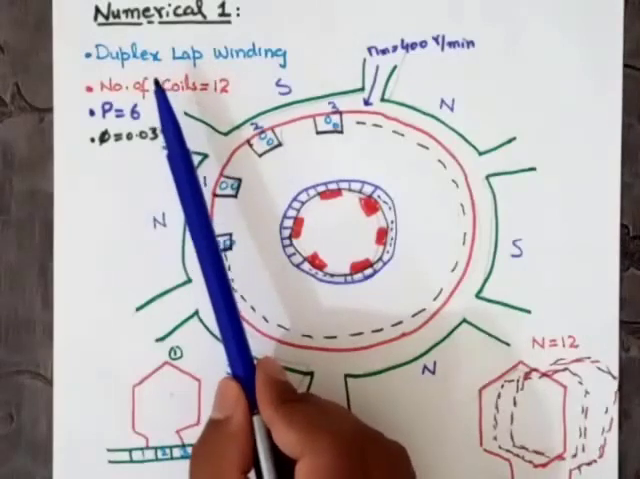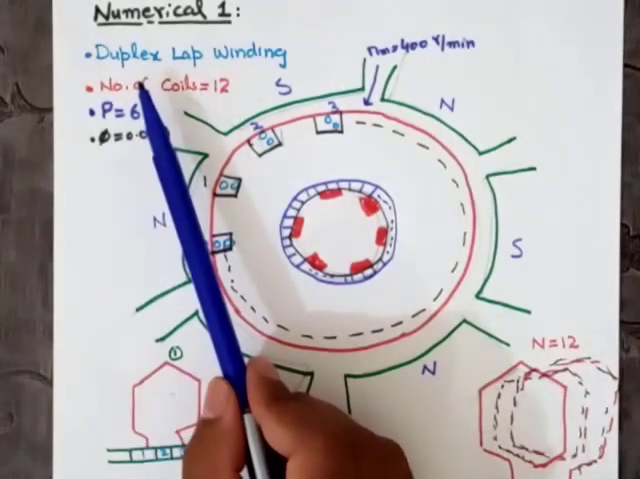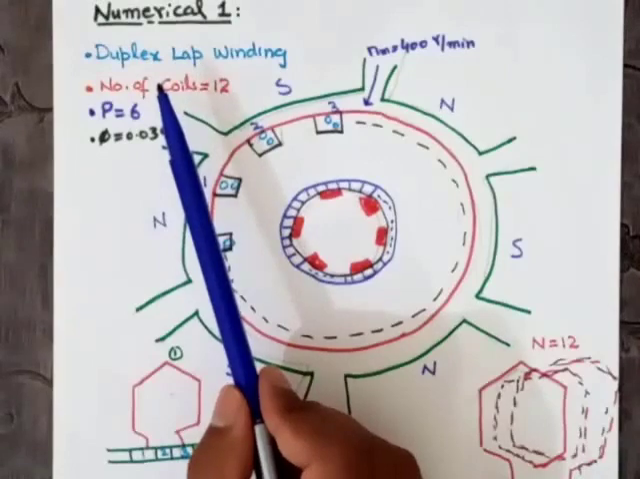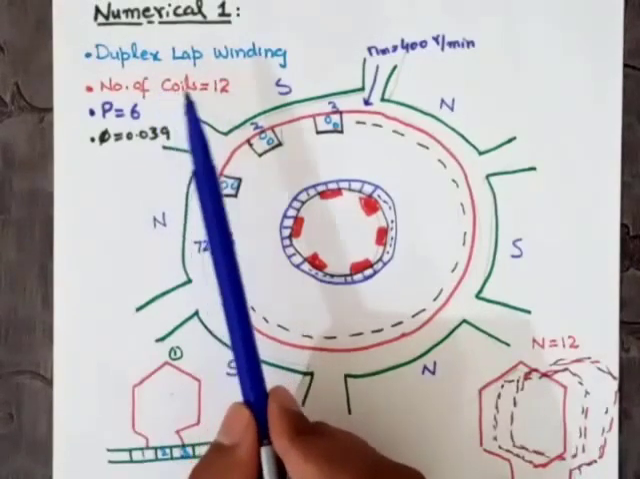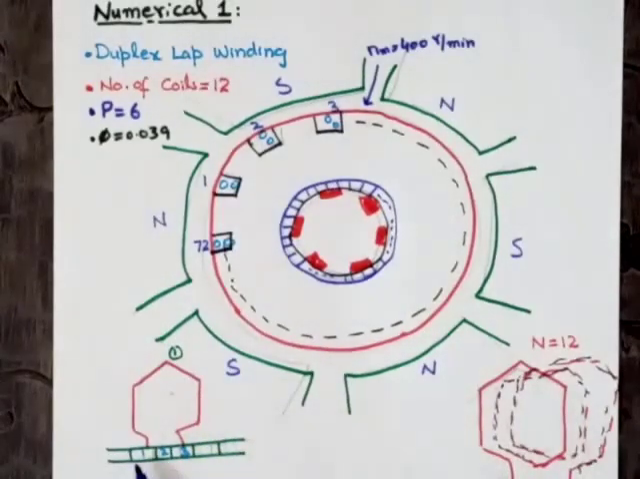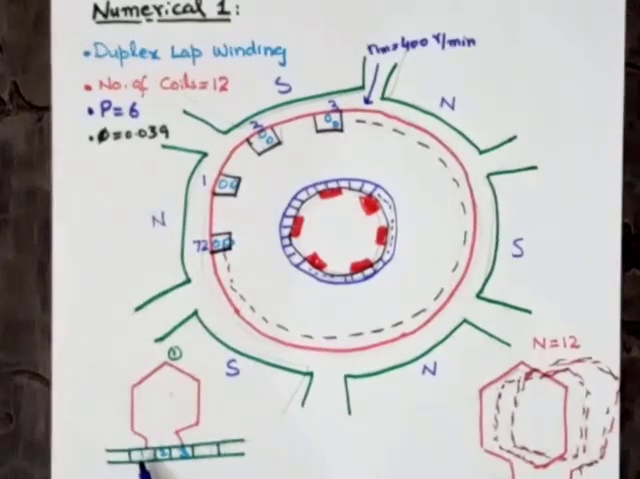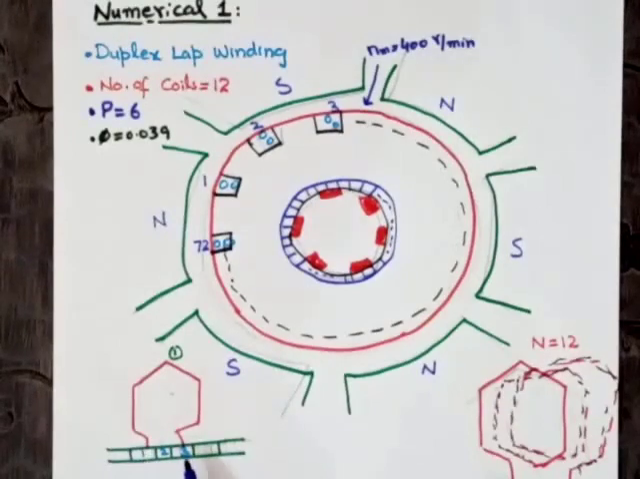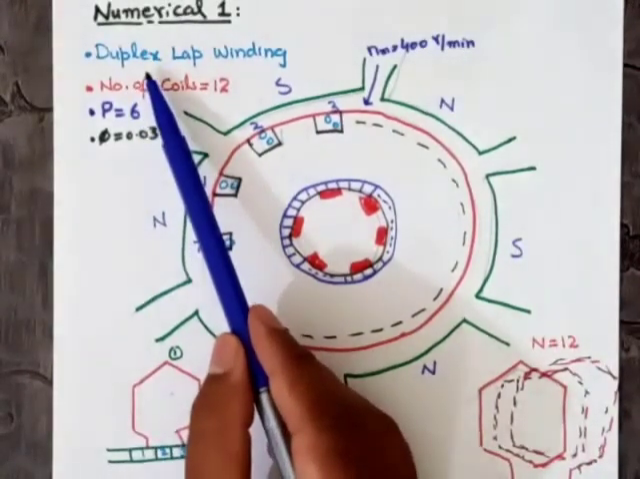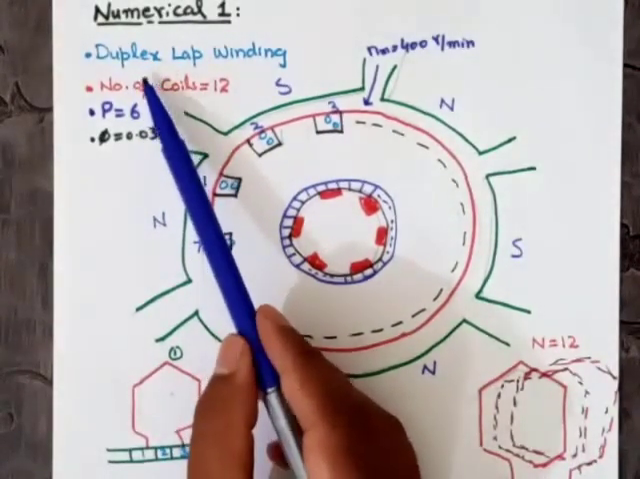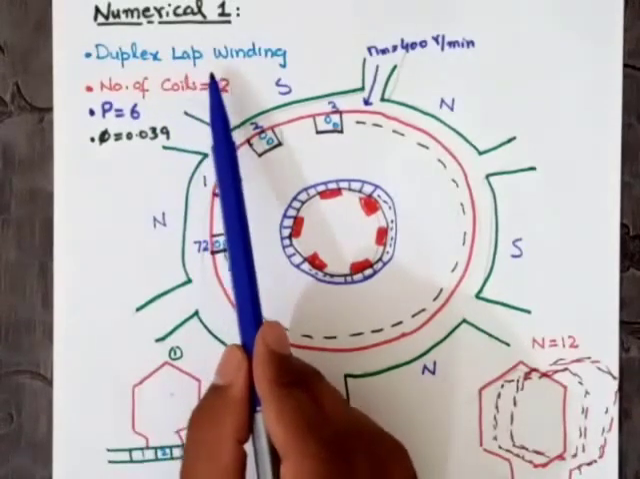As we know, in case of duplex winding, the difference between the commutator segments of the starting and ending point of any single loop will be 2. As you can see in this figure, the starting end of the loop is connected across commutator segment 1 and the ending end of loop number 1 is connected across commutator segment number 3. The difference between the ending and starting point is 2. If the difference is 2, then the winding is called duplex. Here the winding in this numerical is given as duplex lap winding.